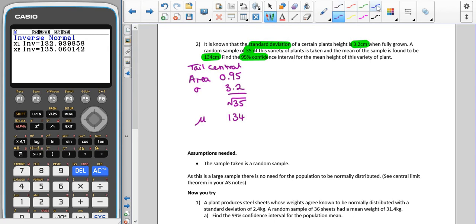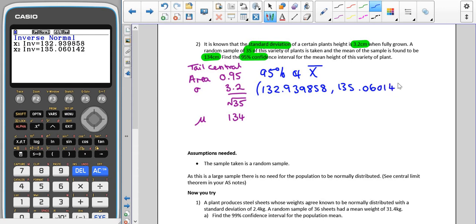And remember that what these numbers actually tell us is that 95% of the means of the samples that we take are going to be between 132.939858 and 135.060142. And again, here we're talking about centimetres, so I'll round it to the nearest millimetre, so 132.9 to 135.1.